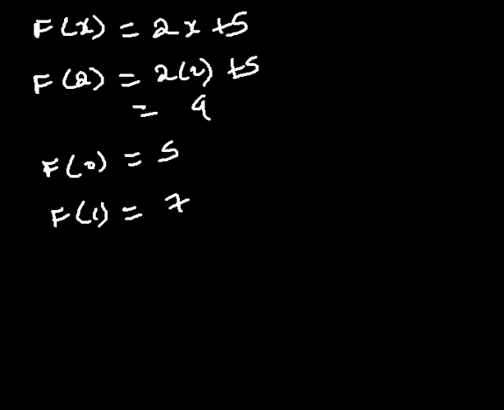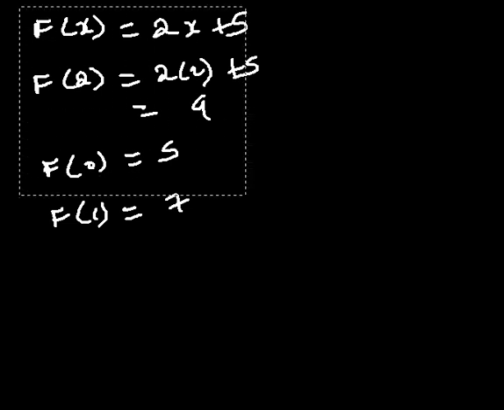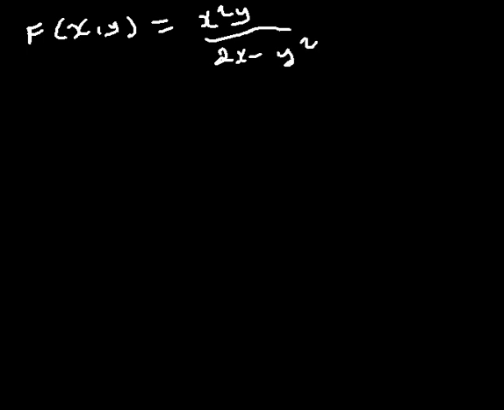Now the same principle can also be applied in multivariable functions. Let's say we have something like this: the function f of x comma y is equal to x squared times y divided by 2x minus y squared. So how should we be able to evaluate the following?